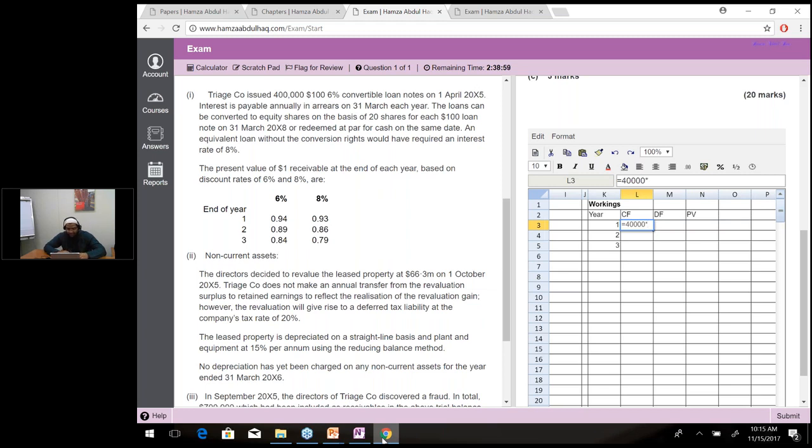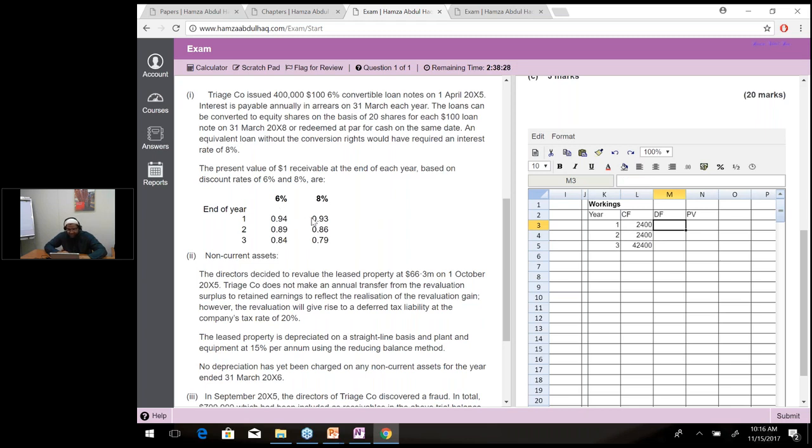So 40,000 multiplied by the 6% rate, which is the coupon rate, will give us the interest cost of 2,400, which is going to be the same in year 2. And again in year 3, the interest is going to be the same, plus we are also going to repay the loan at par in year 3. So I'm adding 40,000 in this. So the cash flows I've got are 2,400, 2,400, and 42,400.